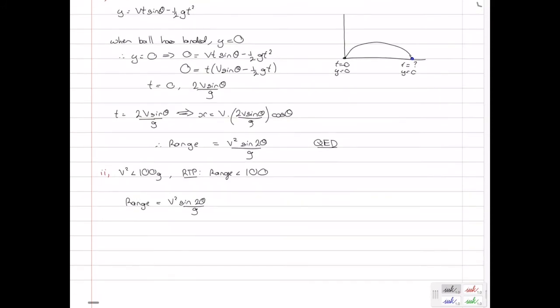Let's move this up a little. Now we're supposing that v squared is less than 100g. So this range is going to be less than, subbing in 100g for v squared, times sine 2 theta all over g. I can cancel this g with this g. So this is actually equal to 100 times sine 2 theta. But I don't want this sine 2 theta. I want to be just strictly less than 100. So how do I get rid of the sine 2 theta?